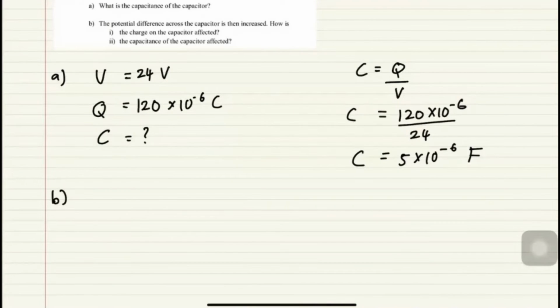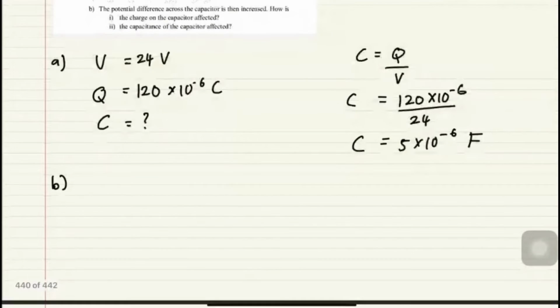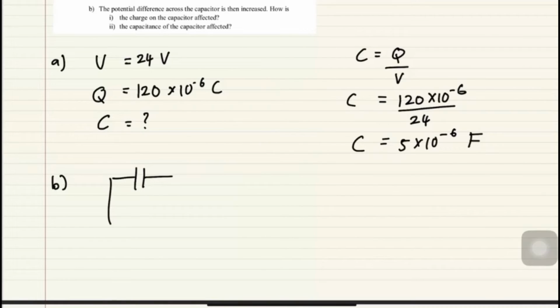Okay, now 6B: the potential difference across the capacitor is then increased. How is the charge on the capacitor affected? Imagine you have this capacitor. It increases its potential difference, maybe by adding one more battery. What happens to the charge? The charge increases, sir. Okay, good, very good.